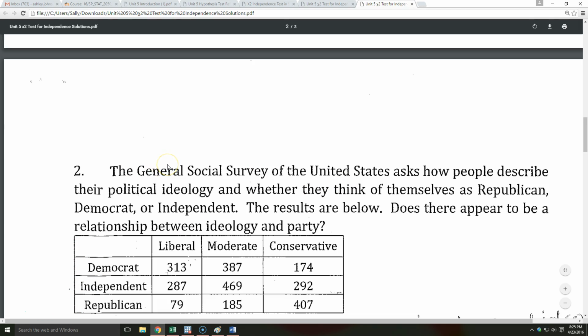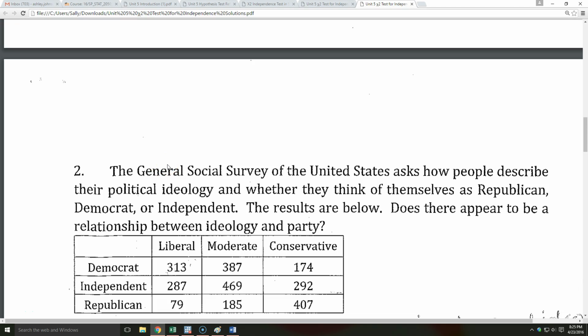So the General Social Survey of the United States asked people to describe their political ideology and whether they think of themselves as a Republican, Democrat, or Independent. The results are below. Does there appear to be a relationship between ideology and party? So just as a person that lives in the United States, so these are only people in the U.S. If you were asked, do you think there's a relationship between whether or not you're a Democrat, Republican, or independent, and whether or not you identify as liberal, moderate, or conservative, do you think there's a relationship between those? And I think most people would probably say yes.